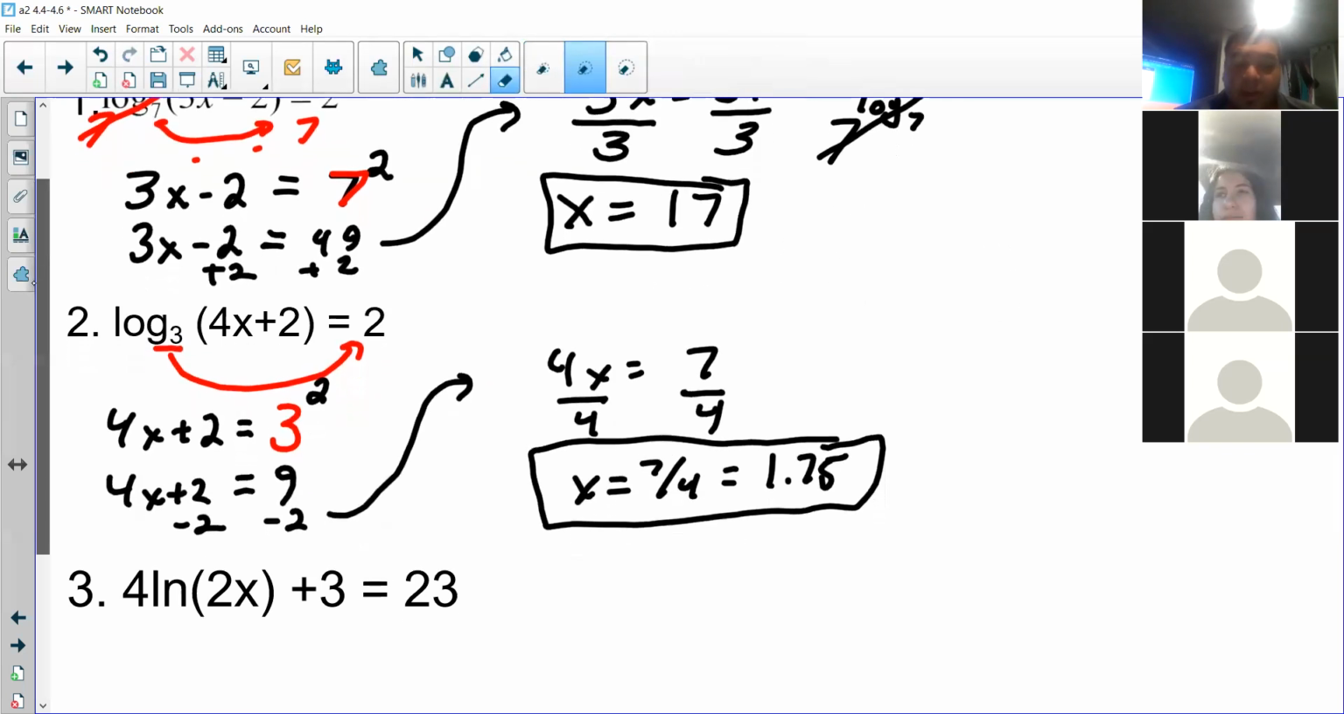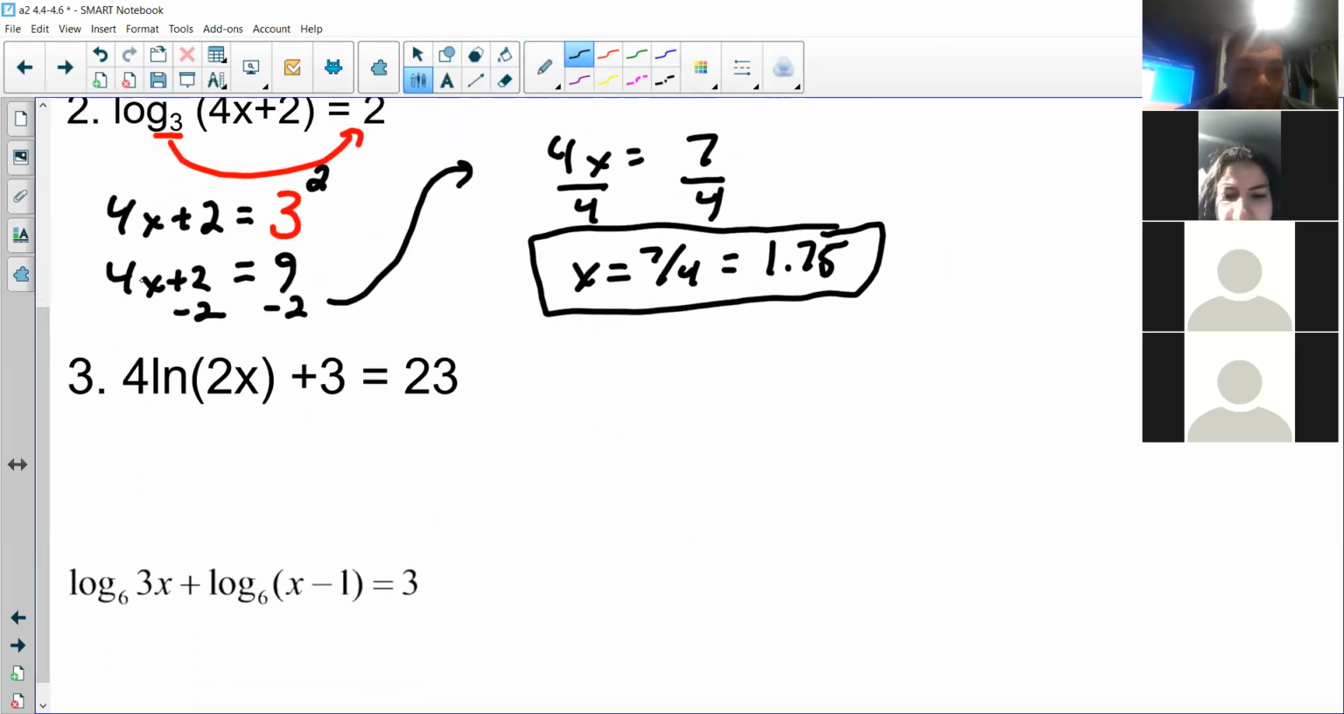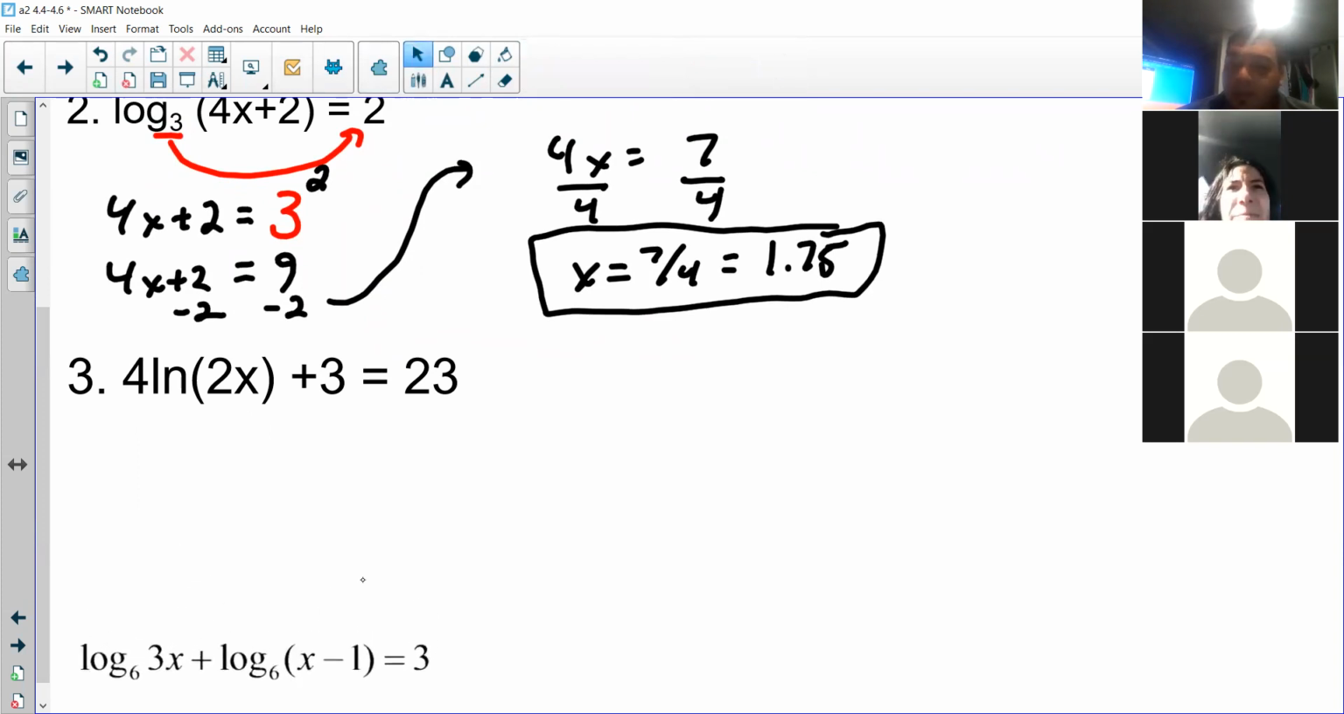Okay. Let's talk about the third one, number 3 here. In number 3, we have 4 ln 2x plus 3 equals 23. The 2x is in the ln.